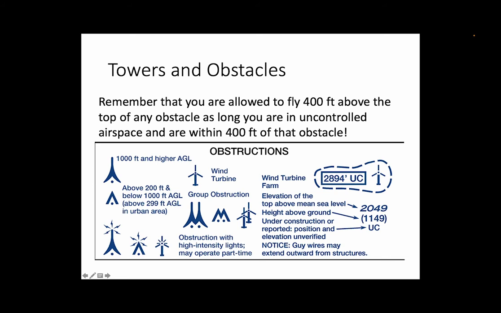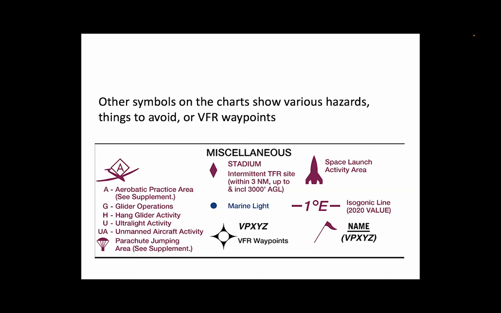You have no problem going up to 400 feet above those structures as long as you're within 400 feet and you're in uncontrolled airspace. A few other symbols: you'll see this glider symbol with a letter, and the letter will tell you the kind of glider or aircraft activity that's in that area. So you can see glider operations, hang glider operations, all different sorts of activity, even unmanned aircraft activity. And this is typically going to be related to military activity, military unmanned aircraft.